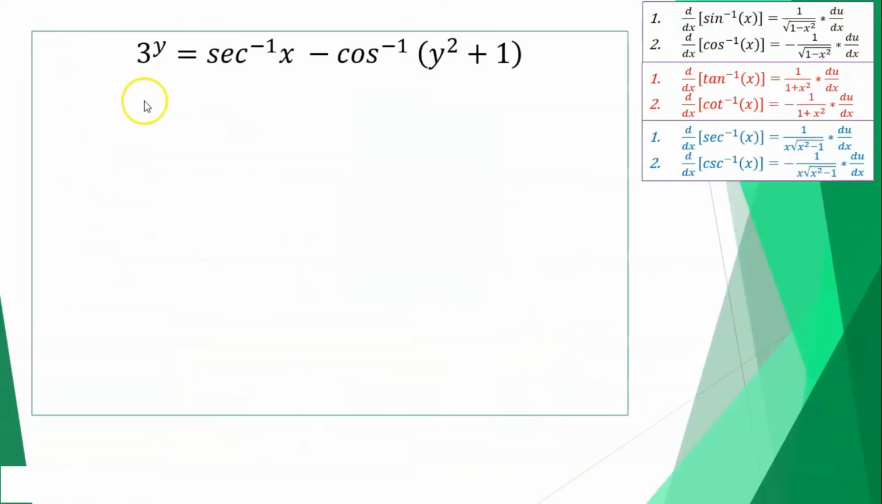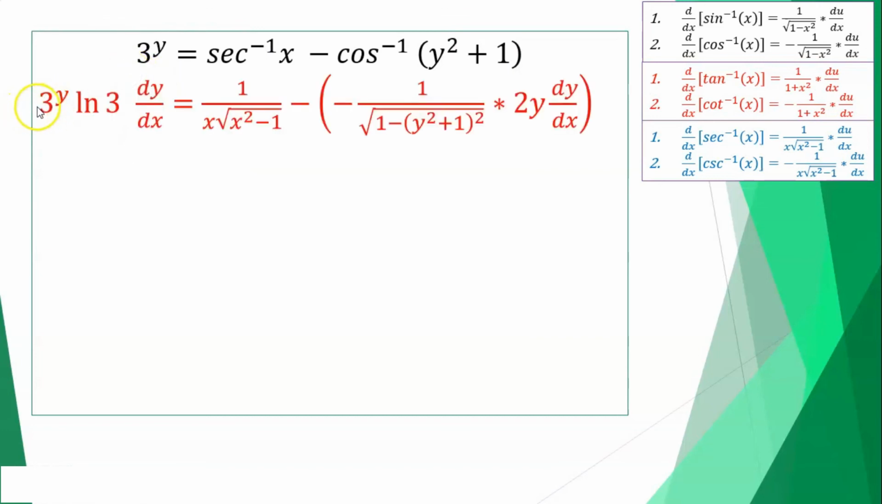Okay, another. Now this one is 3 to the power of y is equal to arc secant of x minus arc cosine of y squared plus 1. So again, derivative of 3 to the y, that's 3 to the y, ln of 3, derivative of y is dy dx is equal to, now for secant, that would be 1 over x, then square root of x squared minus 1. Derivative of x is simply 1. Then minus derivative of arc cosine, that's negative 1 over 1 minus y squared plus 1 squared, times derivative of this, which is 2y dy dx.